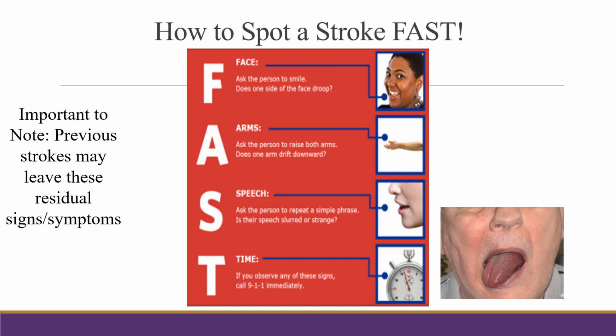So again, this is the T for how to spot a stroke fast. Remember that it's face, arm, speech, time, tongue. So the mnemonic is FAST. Face, have them smile. Arms, drift test, either supinate or pronate is going to tell us different things. Speech, is their speech slurred? And then T for time, to call 911, and it's also check for tongue deviation.